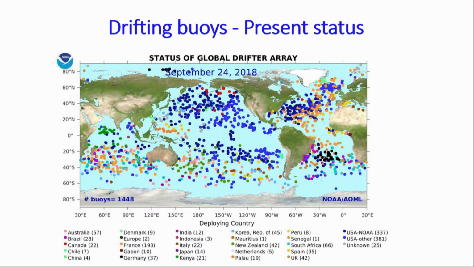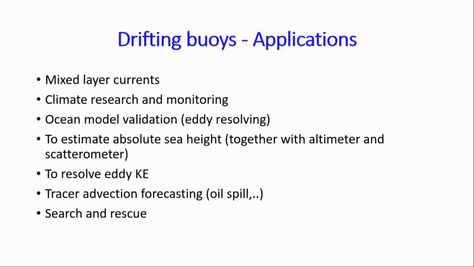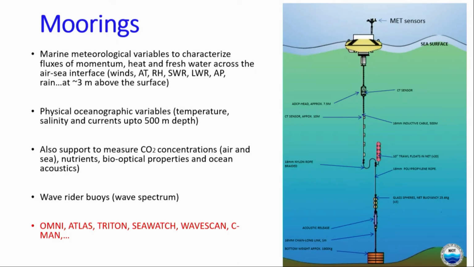These are the typical locations where the drifters are placed right now, continuously providing data to the users, and various countries are contributing to monitor these drifters. These are some of the typical applications. From the drifters we get the mixed layer currents, and they are used for climate research and monitoring, to validate model results, and to resolve kinetic energy. They are also widely used for search and rescue operations. The other important platform is moorings.